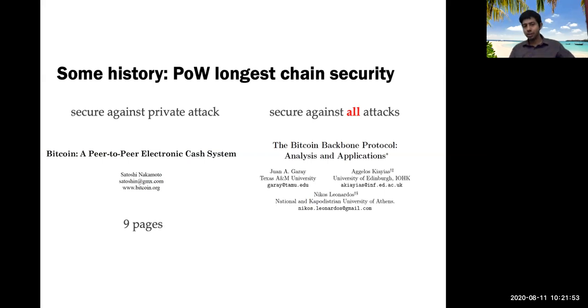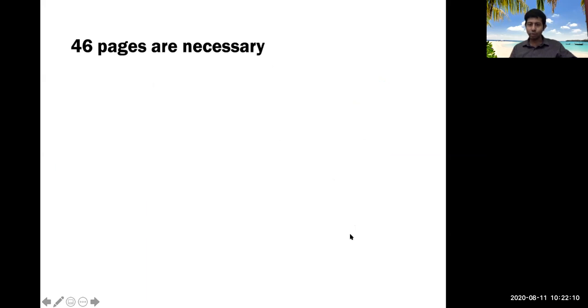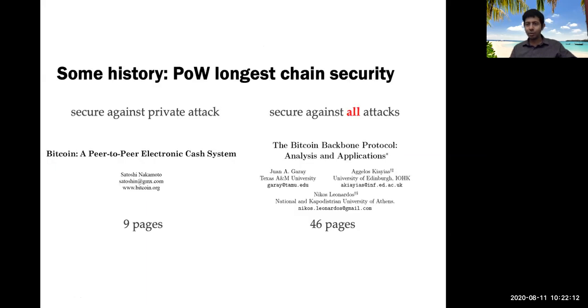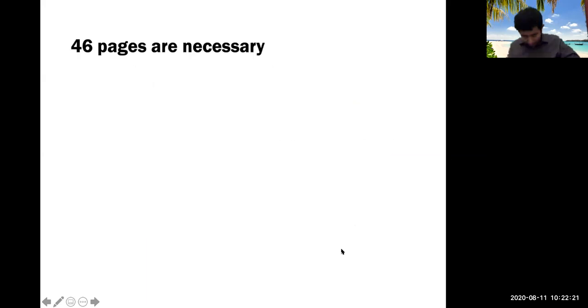suite of attacks. And just a remark here, Satoshi's paper is beautifully written, 9 pages, easy to follow, whereas this Bitcoin Backbone Protocol, for some of you who may have seen it, is not that easy to follow and requires 46 pages. So one question you may ask yourself is really, was this necessary, or maybe it's just a waste of time? Some academics sitting and doing some calculations. So I'm going to argue that it's actually necessary to do this carefully.